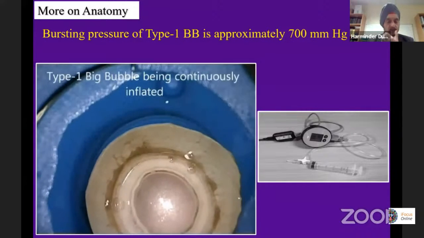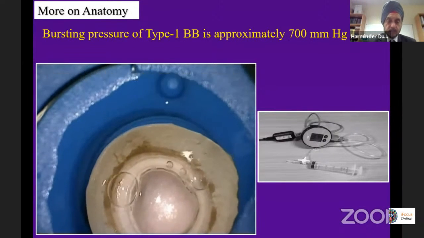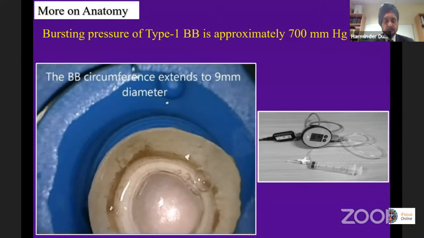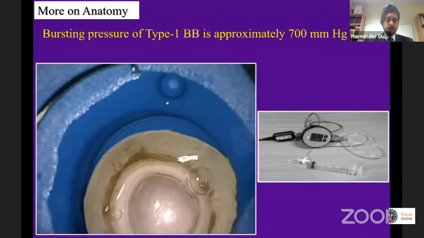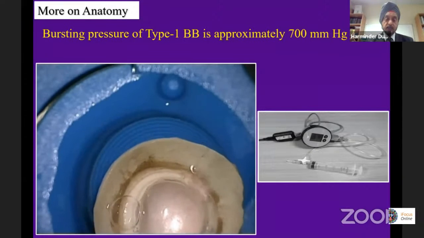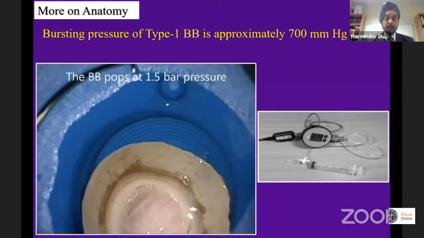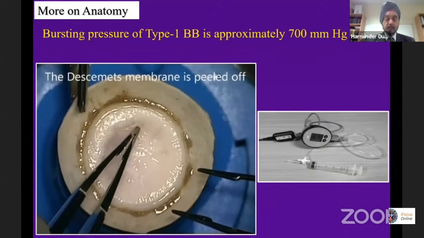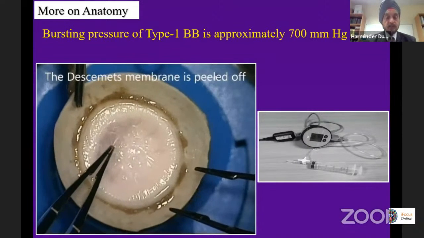Now then, moving on. So this is another feature about the anatomy. At what pressure does this burst? Because you want to push it more to the periphery. You keep pumping air. Look at the air escaping. You keep pumping air and the bubble bursts on you. Now we measure that to be around 700 millimeters of mercury.